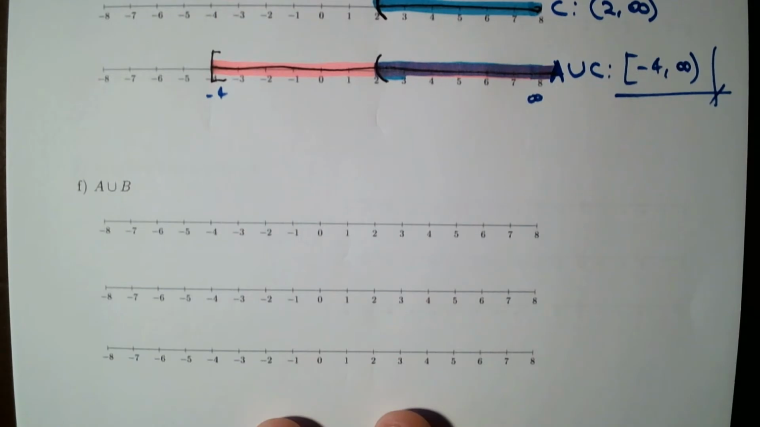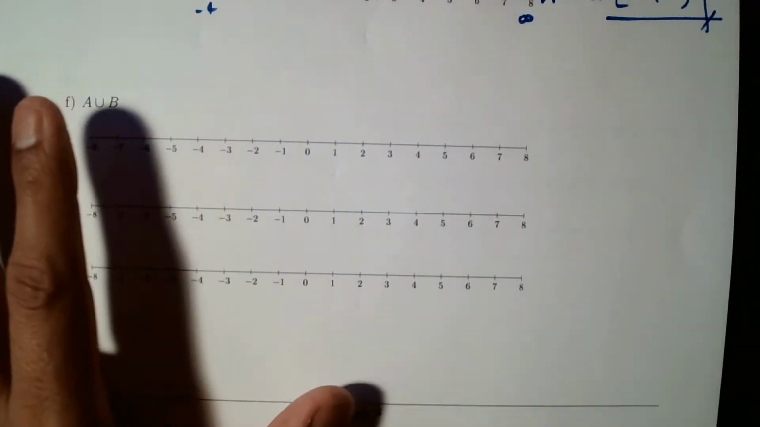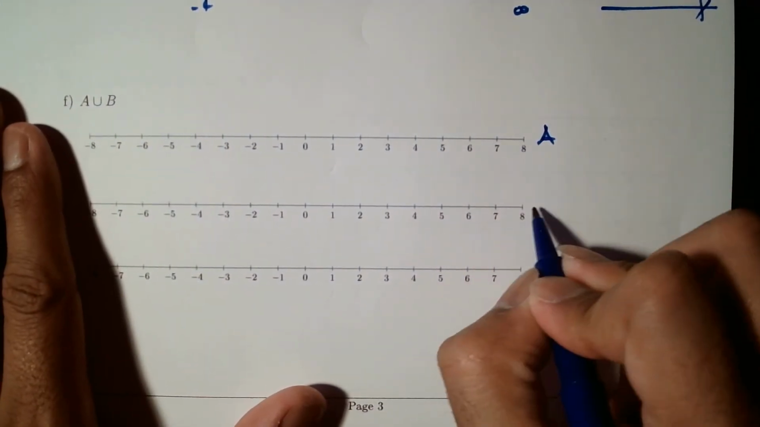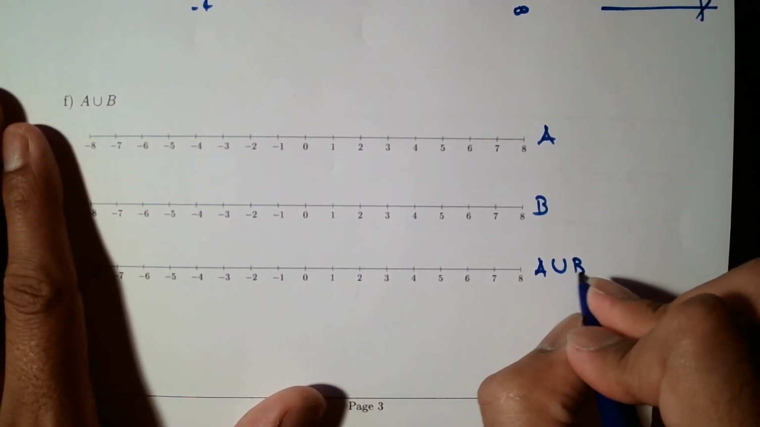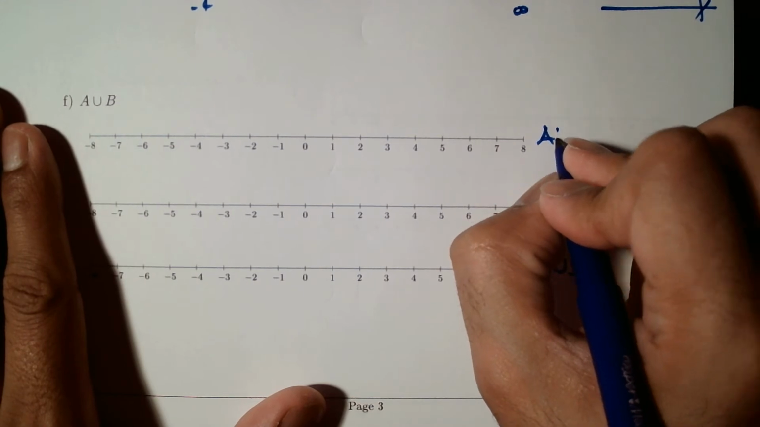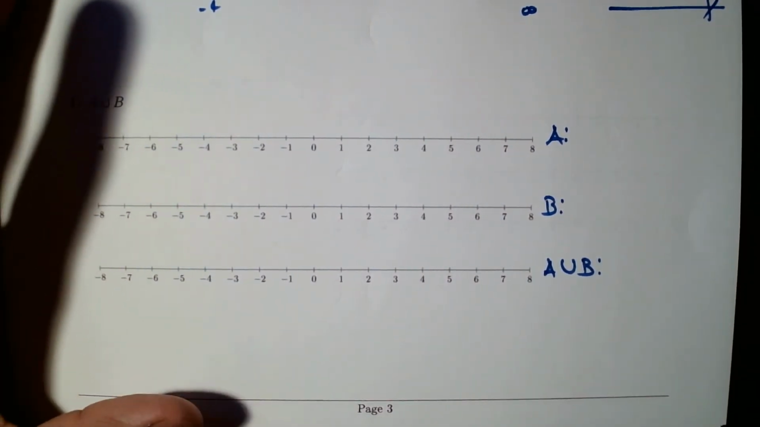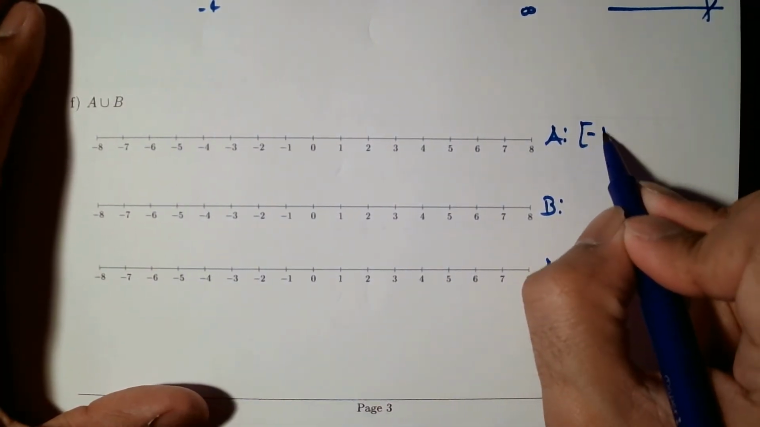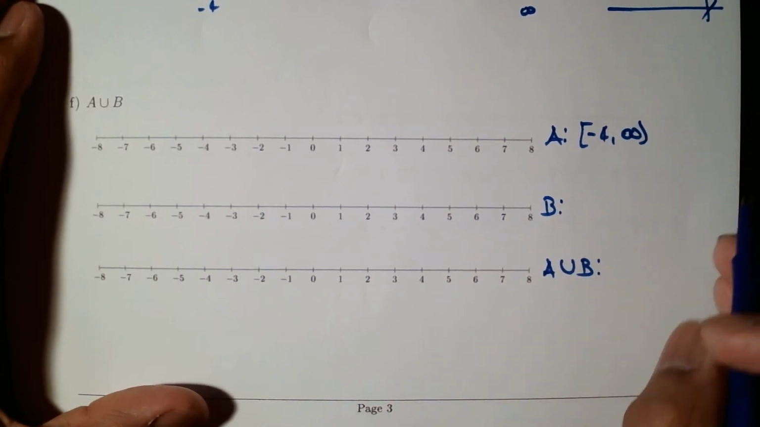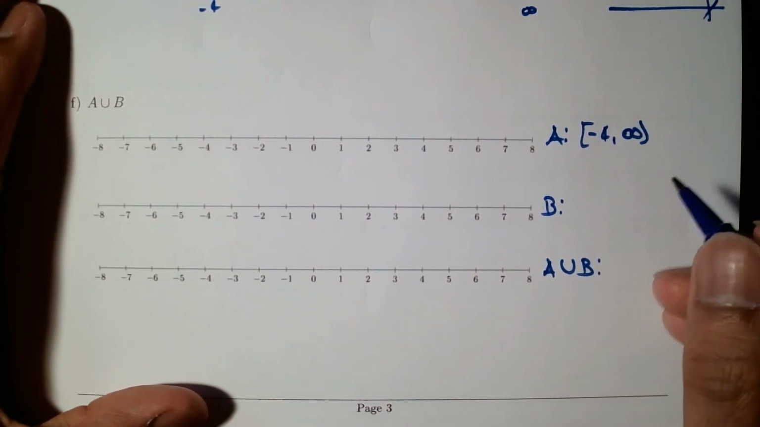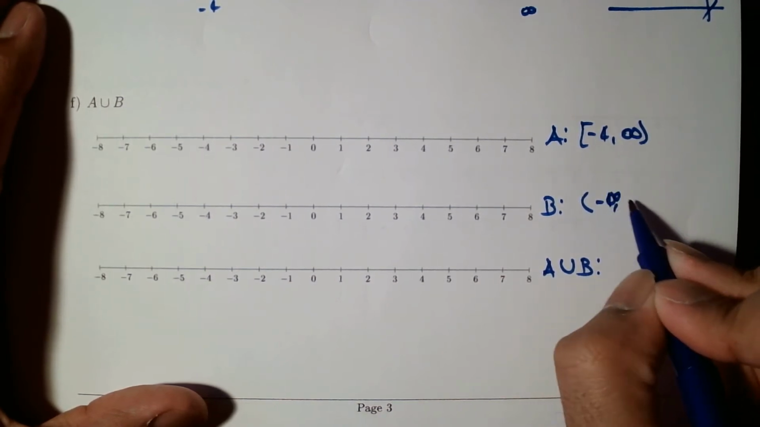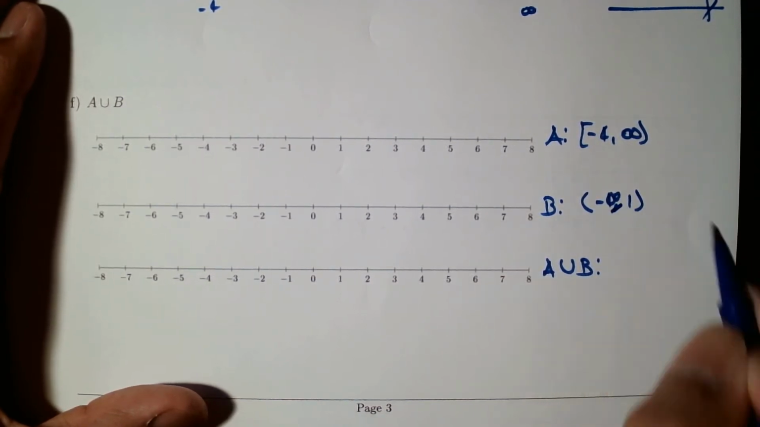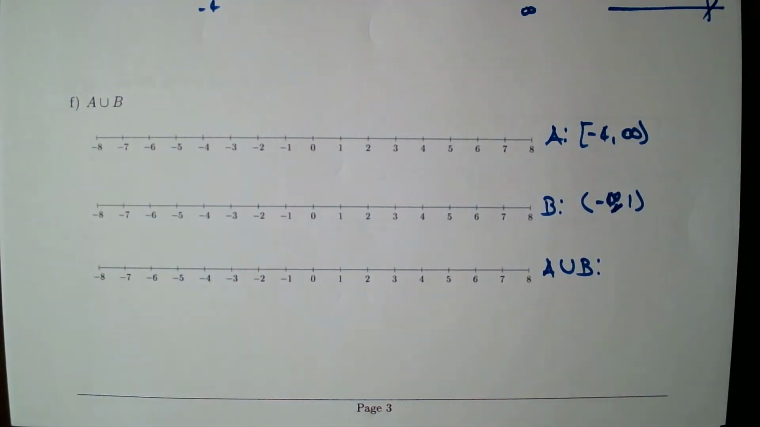All right, let's look at letter F. So for letter F, A union B. What's going to be about it? Well, recall that A is -4 to infinity, and B in this case is negative infinity to 1. All right, so let's put these two together. Let's draw them.